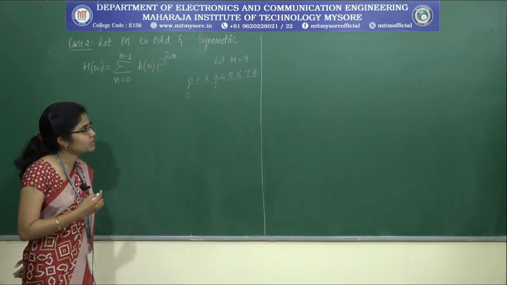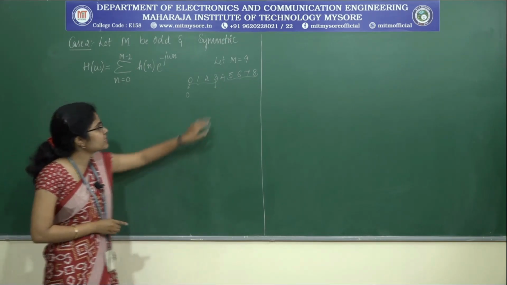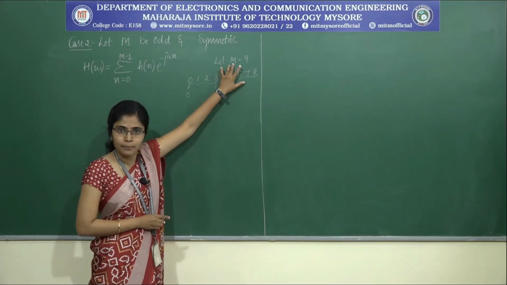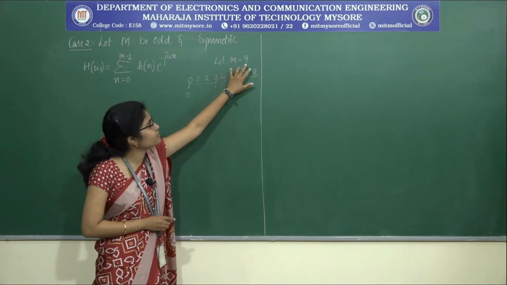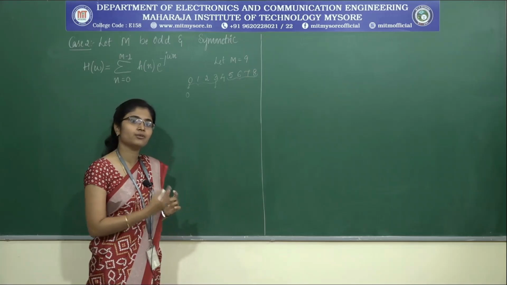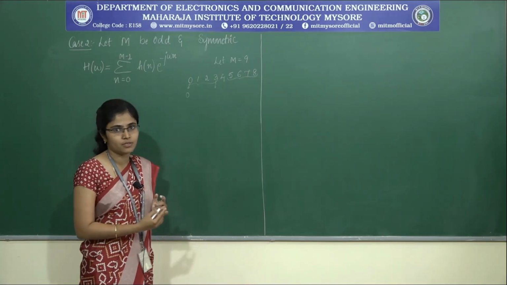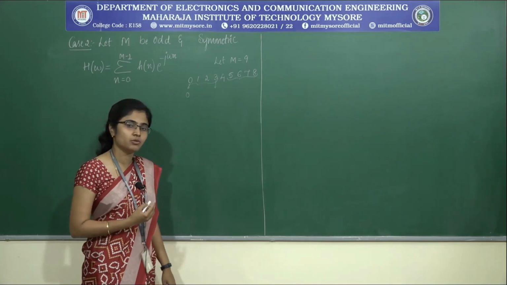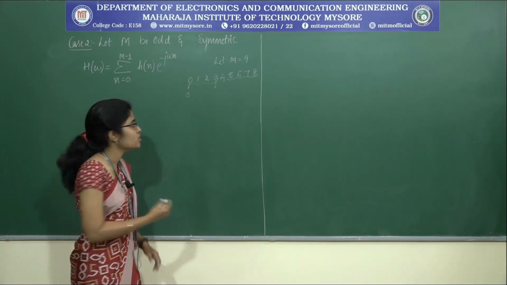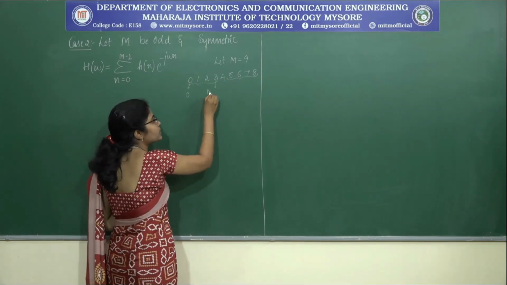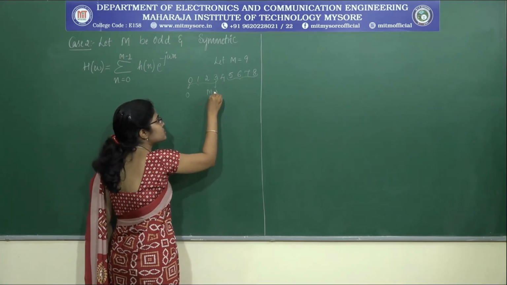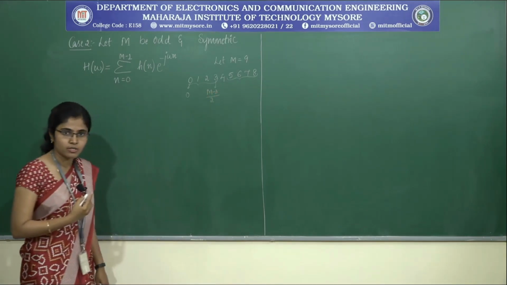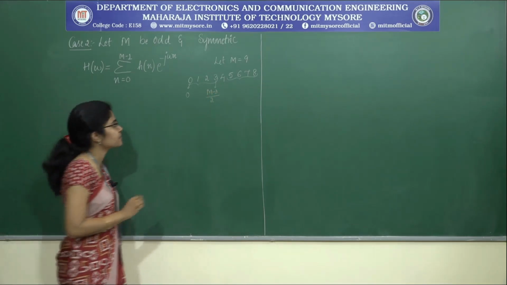If I want it to be 3, what can I do? I can subtract 3 from m, where the value of m is 9. If I subtract 3 from 9, 9 minus 3 gives us 6. From 6 I can obtain 3 by dividing 6 by 2, so 6 by 2 gives us 3. So, what will be the upper limit? It will be m minus 3 by 2. m is 9, 9 minus 3 is 6, 6 by 2 is 3.